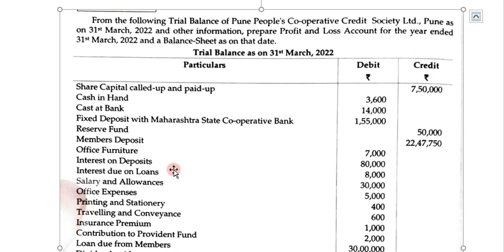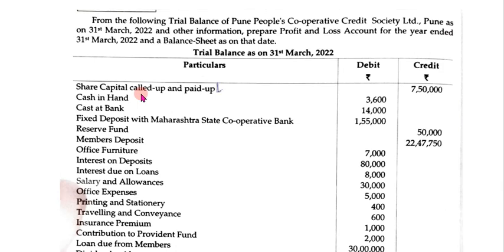Now first of all, what we have to do, we have to first mark the entries, okay, in which particular account the entries go. We have to post the entries in profit and loss account and balance sheet. So first of all, the first item is share capital called up and paid up. So this will go in liabilities.